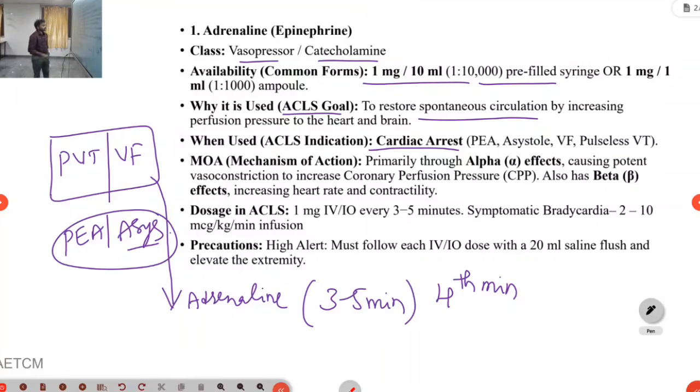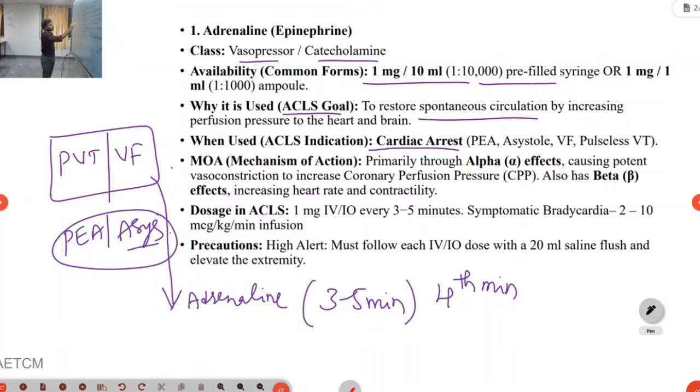Next, if the patient has non-shockable rhythms of cardiac arrest, as early as possible we need to deliver adrenaline. Here the dosage is the same, 1 ml, 1 mg of adrenaline, 1 in 1000 dilution, and it has to be repeated every 3 to 5 minutes. That means at every fourth minute we need to deliver adrenaline, and we have to look for the reversible causes of the cardiac arrest.